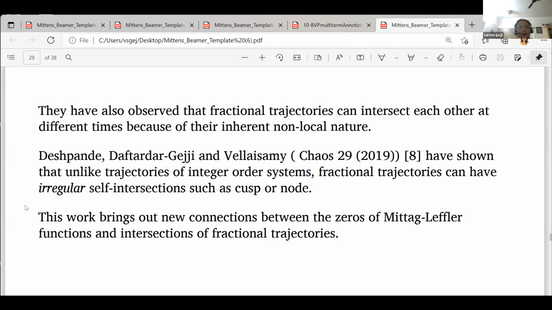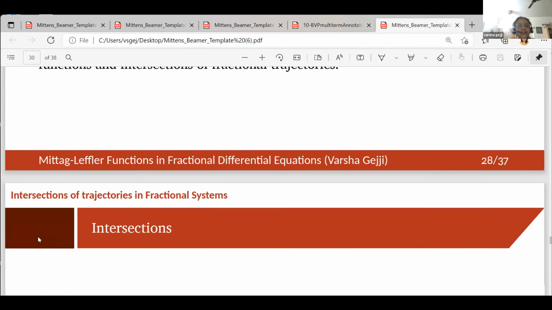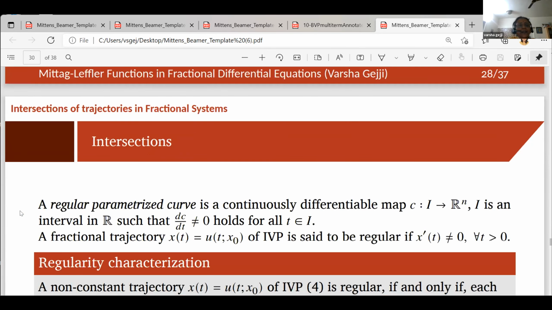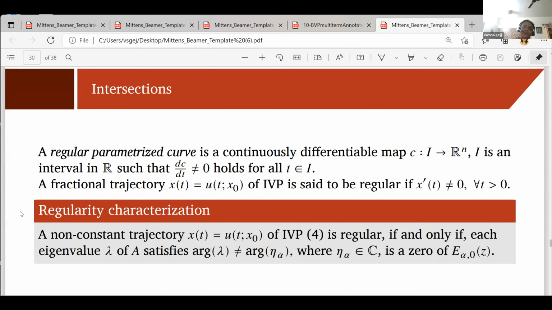And in ordinary systems, the solution is related to the exponentials, where exponentials do not vanish. Therefore, there are no intersections. So this work brings out new connections between zeros of Mittag-Leffler function and intersections of fractional trajectories. Now let us briefly look at the example.